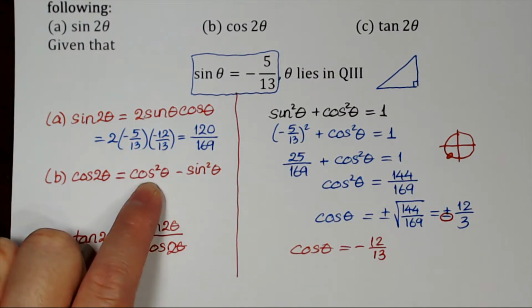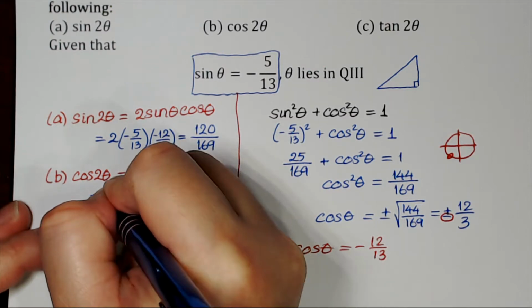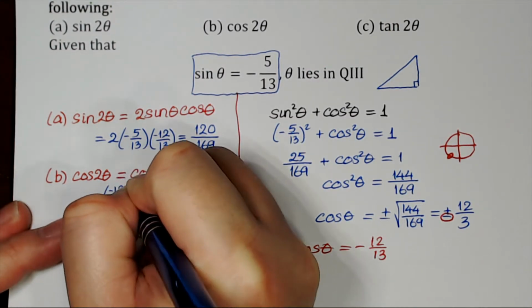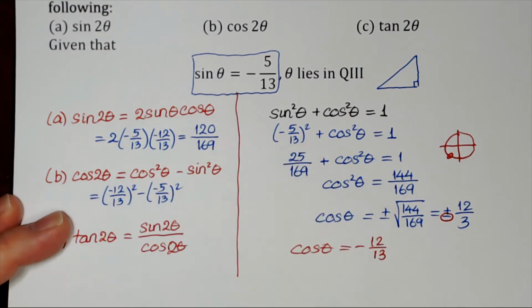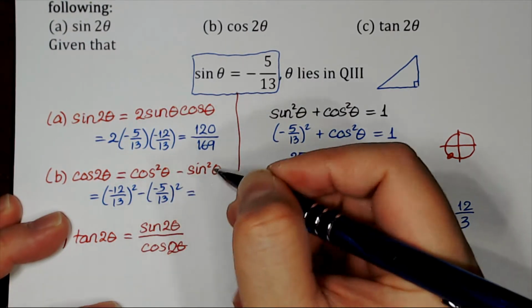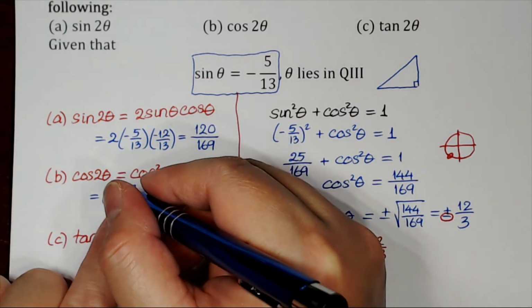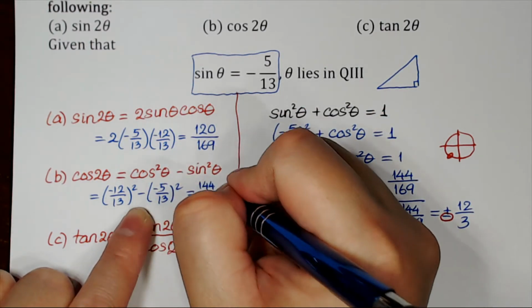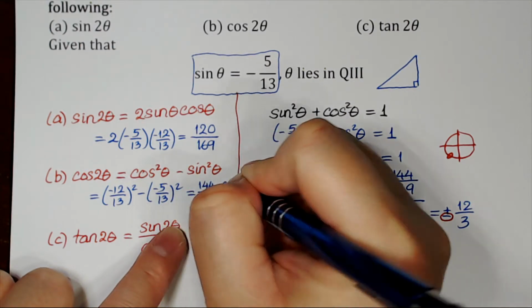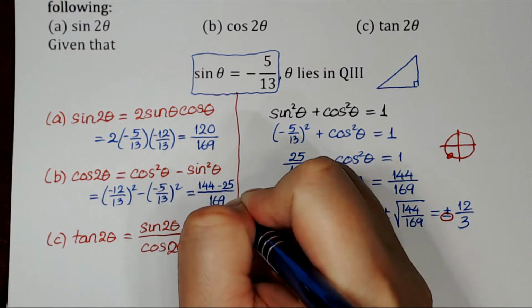Next, we have cosine square minus sine square. So it looks like we still have 169, and we have 144 on the top, minus 25. So we will have 119 over 169.